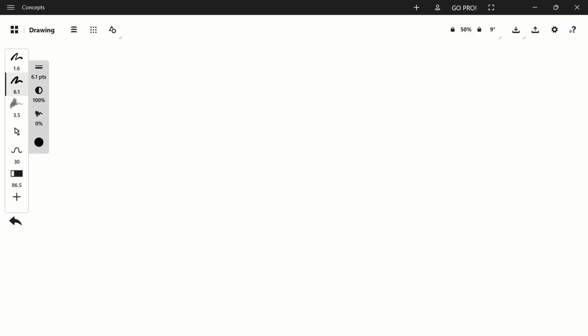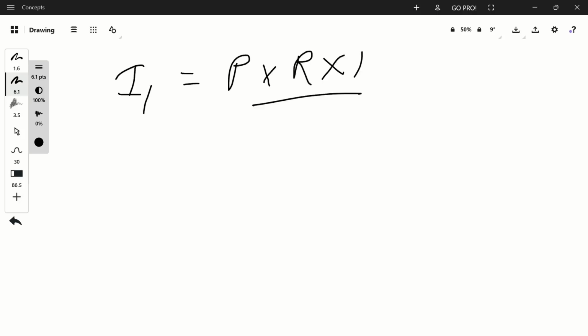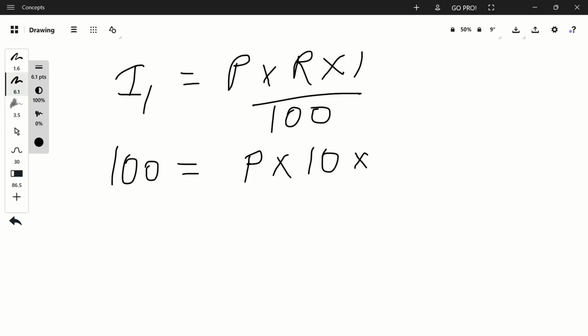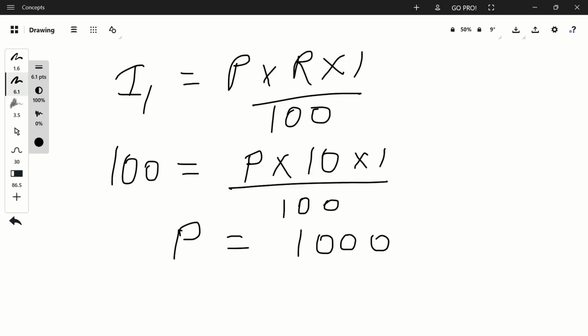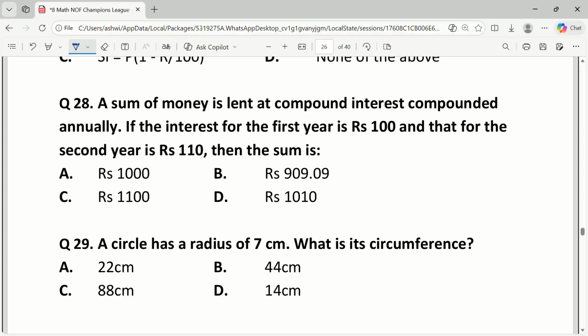The interest on the first year is calculated on the original principal P at the rate R. So I1 is equal to P into R into 1 upon 100, which is 100 is equal to P into 10 into 1 upon 100. So P is equal to 1000. Comparing with the options, the answer is A, rupees 1000.